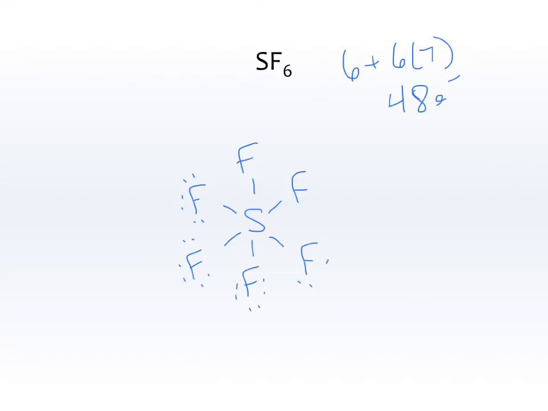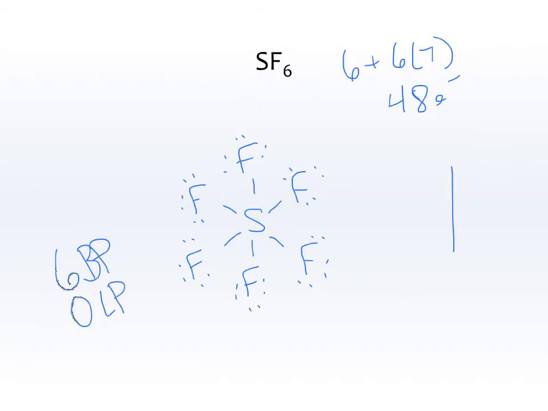Dots and dots and dots. More dots than you could ever care to draw. 48 electrons, so this is totally fine. Sulfur has, let's try that again. Sulfur has 6 bonding pairs, and there's no lone pairs on the central atom. It has 6 things around it.